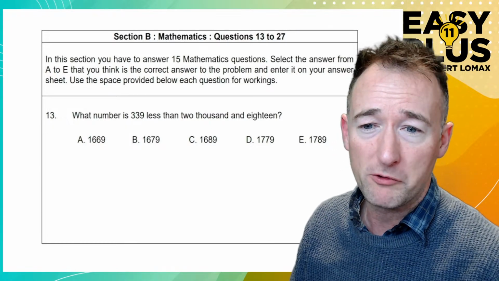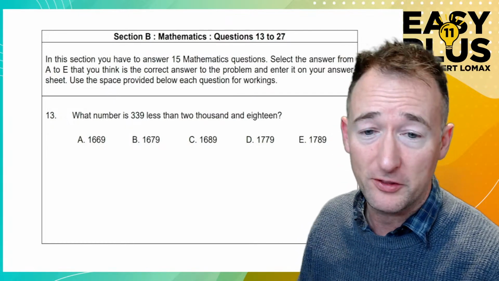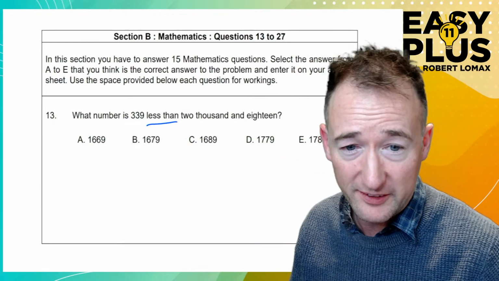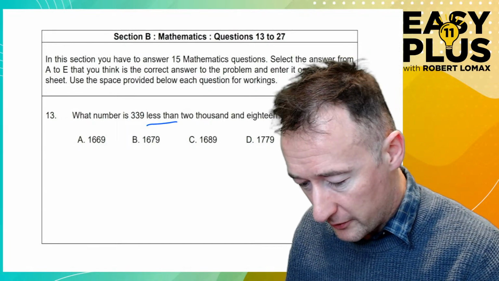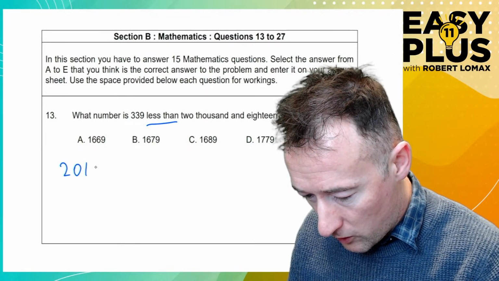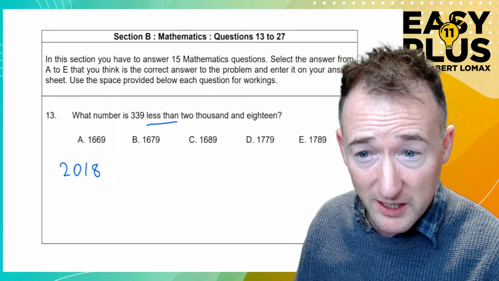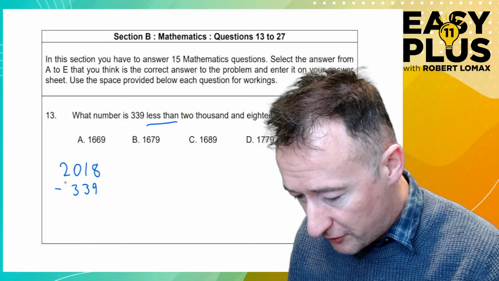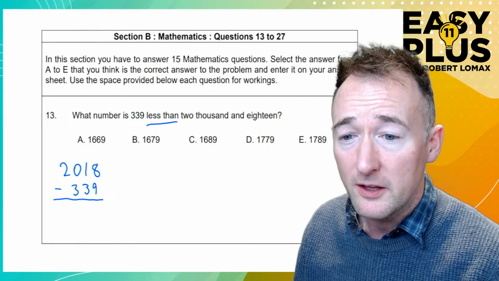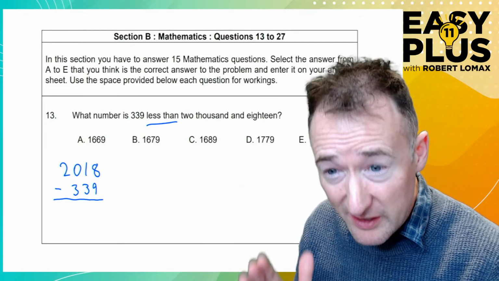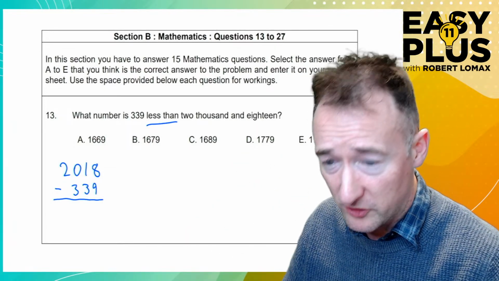Right. What number is 339 less than 2018? So we can immediately see less than, it's a subtraction. We just need to set up the subtraction clearly. So we've got 2018, let's make that nice and clear, 2018, and we're going 339 less. So 339. Now, if you're someone who's naturally messy like me, you do need to make an effort when you're doing this kind of column calculation to set things out reasonably neatly so you can tell what's in which column.